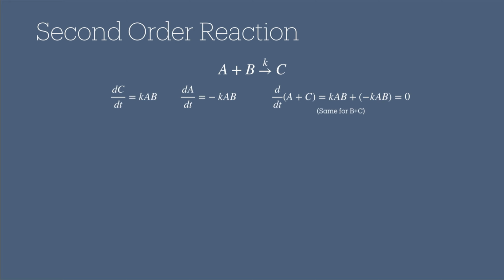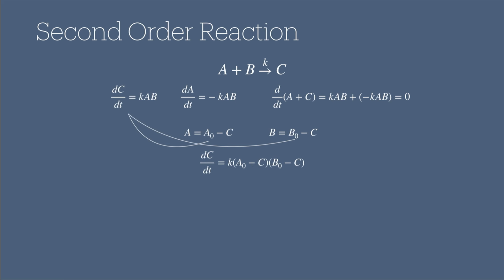So we have two equations, A plus C equals A naught and B plus C equals B naught, where A naught and B naught are initial concentrations of the reactants. Similar to what we've done previously, rearrange the equations to express A and B in terms of C, and substitute these back into the initial rate equation relative to C. We get a differential equation, which we then separate and integrate.